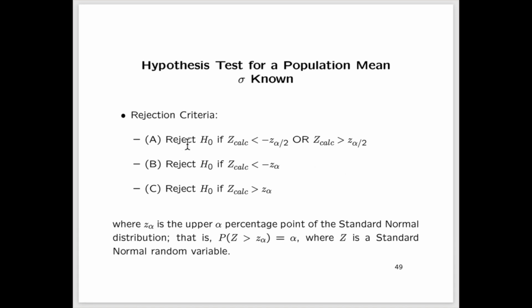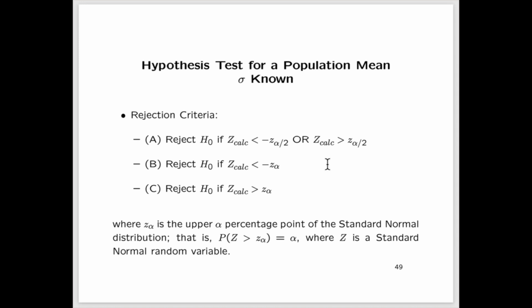For the two-sided test, which again is hypothesis A, we would reject the null hypothesis if z-calc is either really small or really big. How small and how big does it have to be? If z-calc is less than negative z sub alpha over 2, or if z-calc is greater than positive z sub alpha over 2. And remember that alpha is the significance level that we're using for the test.